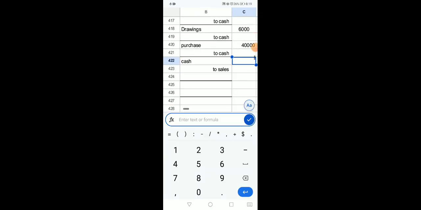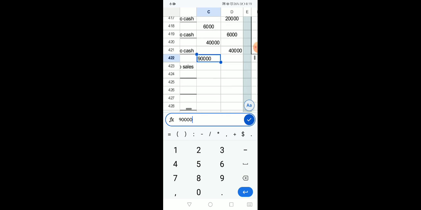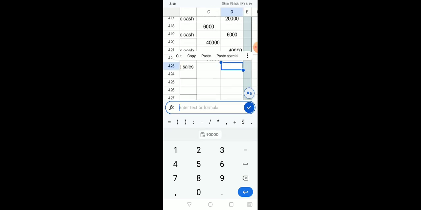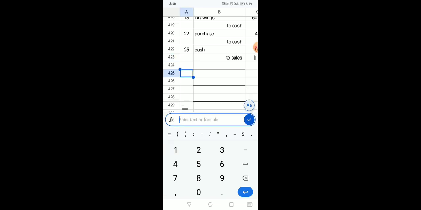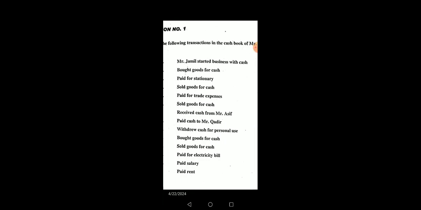Journal is completed. Now let's see how much the amount of cash sale is. After 40,000 we have, one second, that is 90,000. So you will mention 90,000 on the debit side, and the same amount you will be writing on your credit side. In this way entry number 25 is completed. Now let's see what is next for us, and that is entry number 27. It is saying paid electricity bill. As you are paying, that means cash is going out.